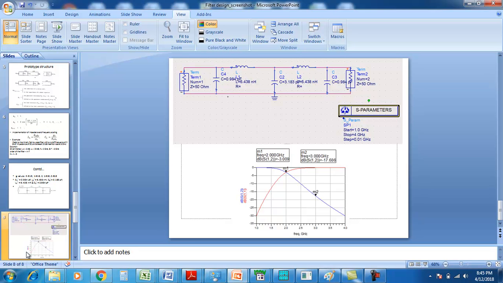Now we are putting a marker on the graph. That is, we are having 3 dB at 2 GHz, that is the band edge frequency. Then 17 dB at 3 GHz, that is more than 15 dB. So we are satisfying the given specification. So the order 5 filter is designed and simulated using the ADS software.